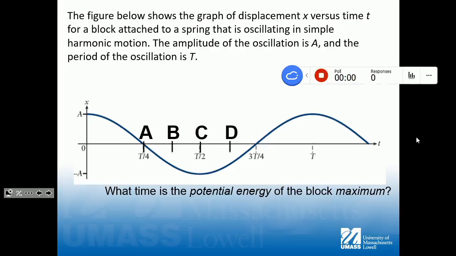Let's keep going. Same setup. This time what I'm asking you is, where is the potential energy of this block maximum? What is my condition for potential energy to be max? Should the spring be stretched the least or the most? The most, right? Potential energy stored in the spring is in the stretch or compression of the spring. Right? So what I'm looking for when I look for maximum potential energy is maximum displacement. Right? The edges. So, which time corresponds to the block being at an edge of motion?